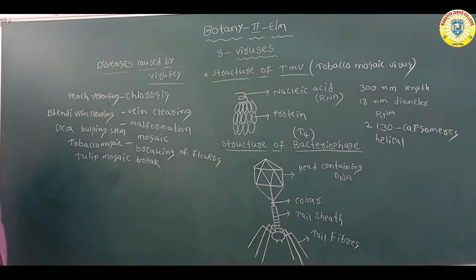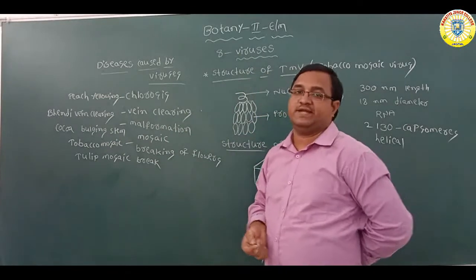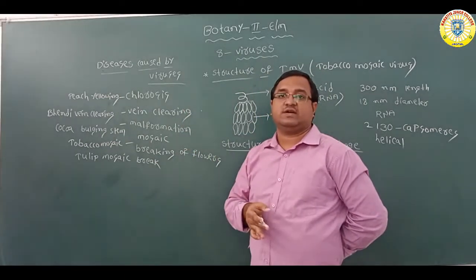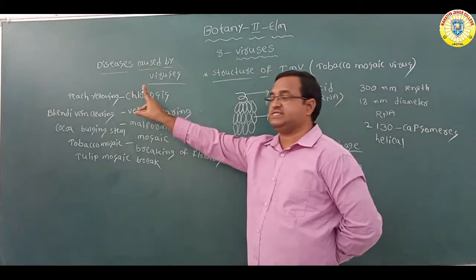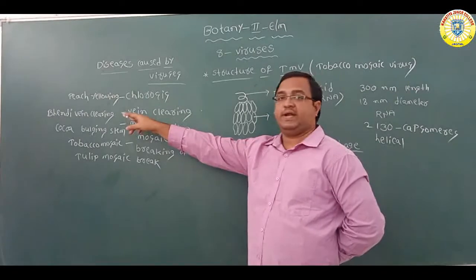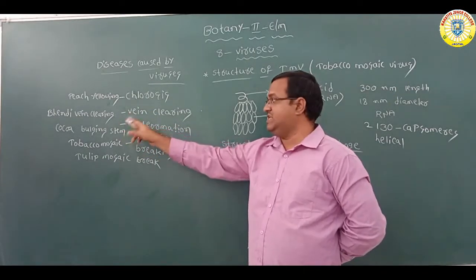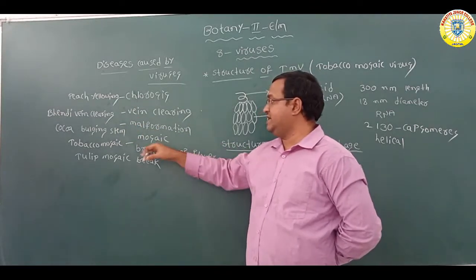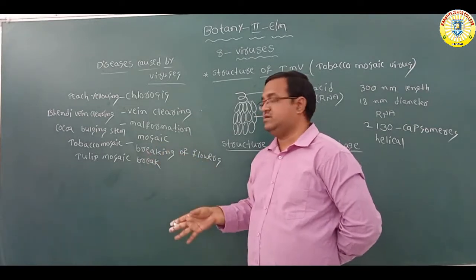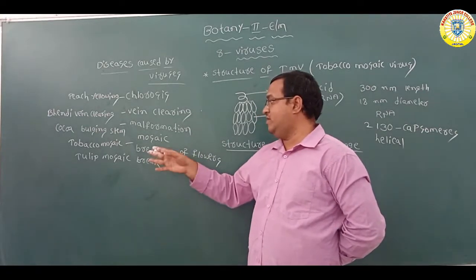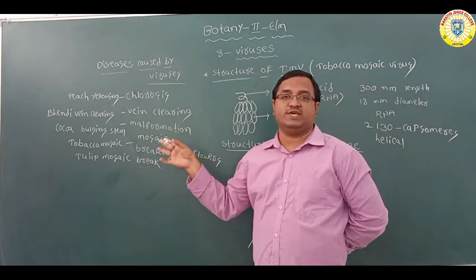Okay, so these are the common diseases. One is chlorosis, where the green leaves are converted into yellow color, as in peach yellowing disease. Then vein clearing, bhendi vein clearing disease. Malformation, especially in cocoa plants, bulging of the stem. Next, mosaic disease, tobacco mosaic disease. Next, breaking of flowers, tulip mosaic break disease. So these are the common diseases caused by viruses in plants.